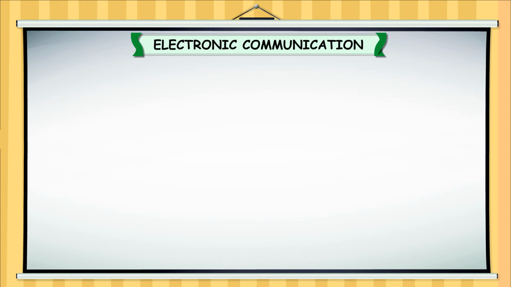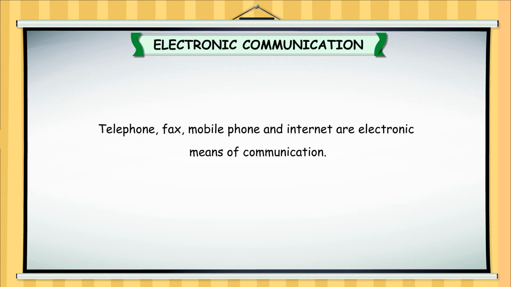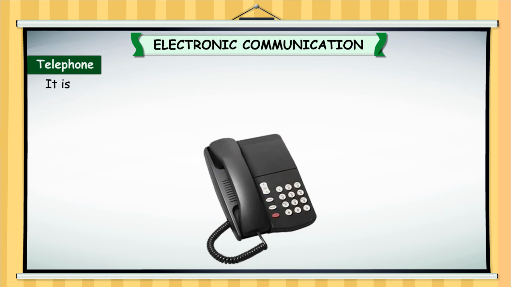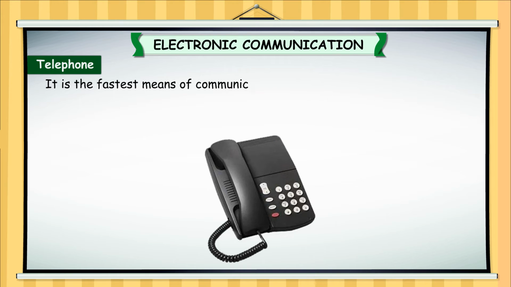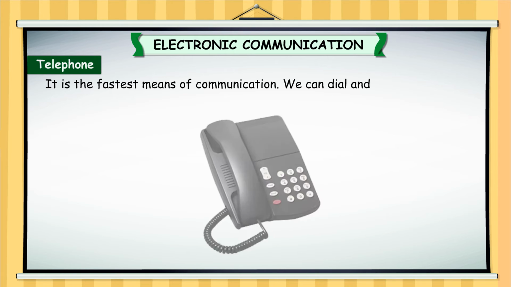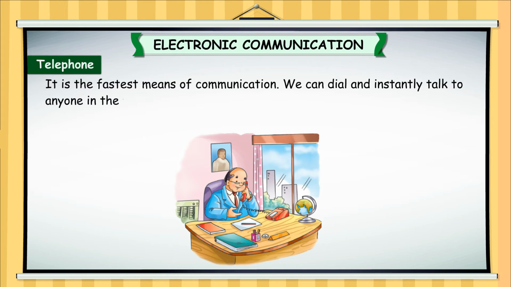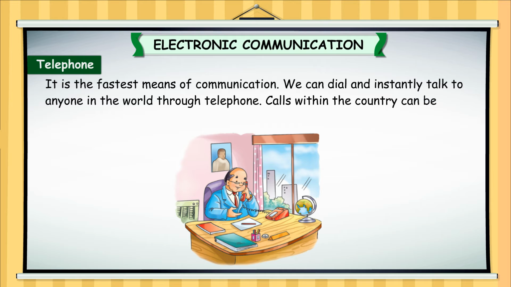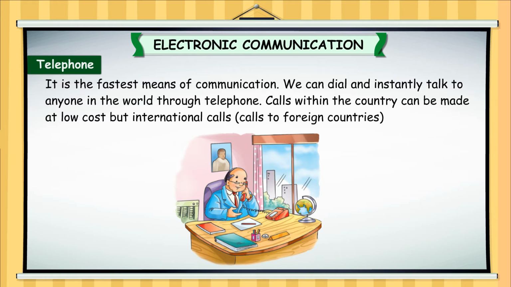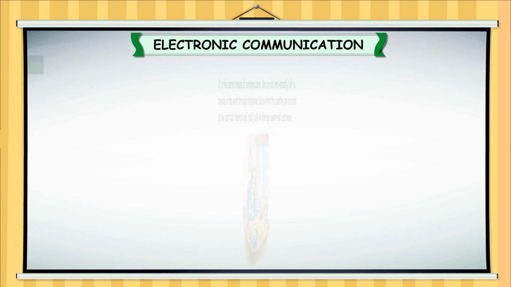Electronic communication. Telephone, fax, mobile phone and internet are electronic means of communication. Telephone. It is the fastest means of communication. We can dial and instantly talk to anyone in the world through the telephone. Calls within the country can be made at low cost, but international calls to foreign countries cost more.